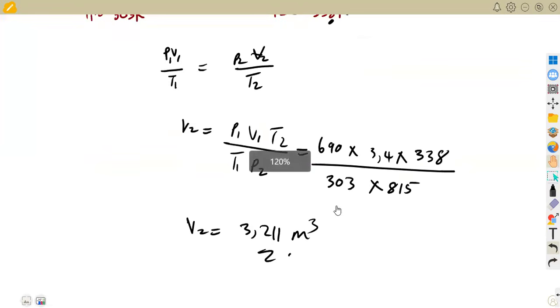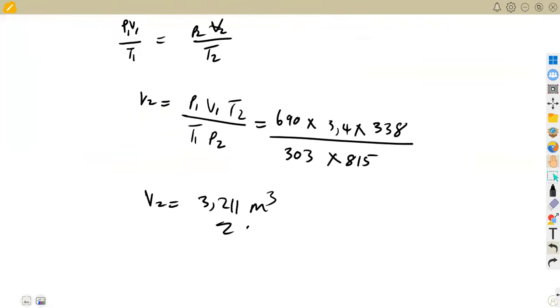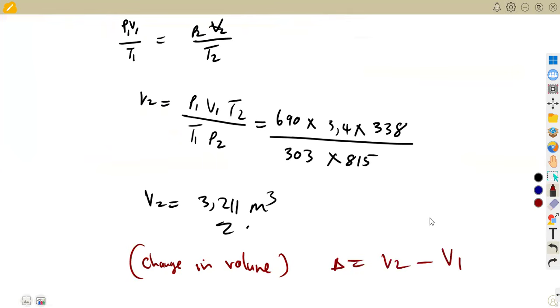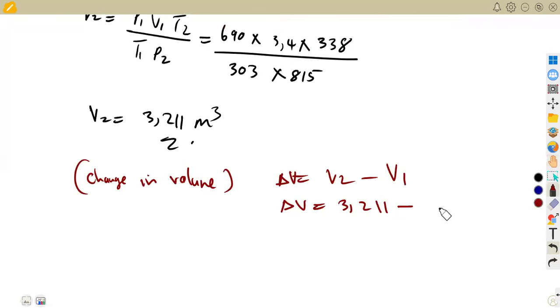So the moment that our question may be asked about the change in volume, whenever we need the change in volume, the change in volume will be the final volume minus the initial volume. It's going to be the final volume, 3,211, minus the initial volume, which is 3,4. So if I subtract 3,4, I'm going to get a negative 0,189.